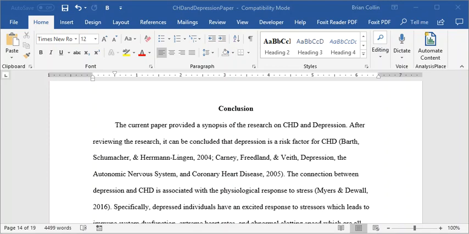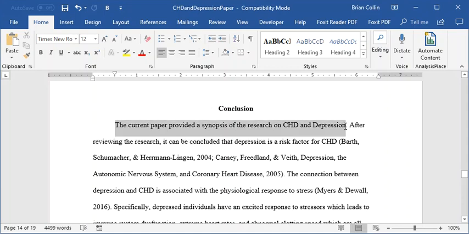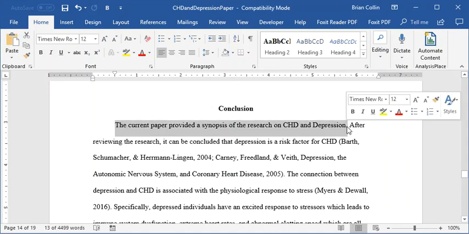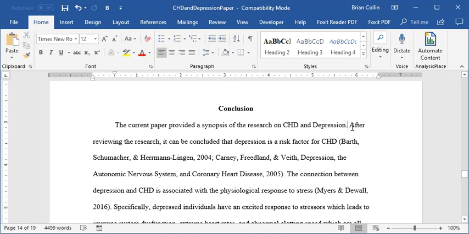I prefer to do it differently. I say one of the aims was, or one of the goals was, to find this, or to assess this, and this is what we found. So I'll go into my paper and show you what I did. First, I provided a general statement of the main overarching goal of the paper, to provide a synopsis of the research on heart disease and depression.